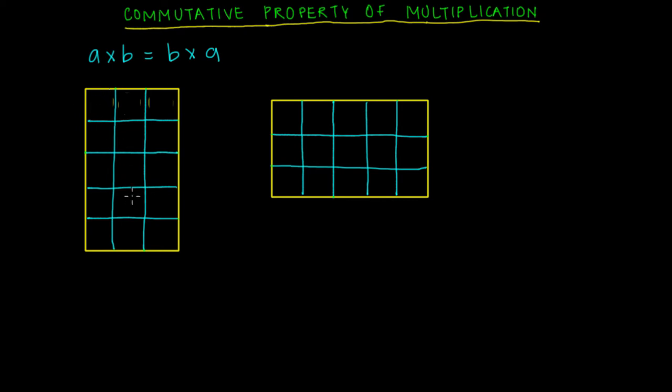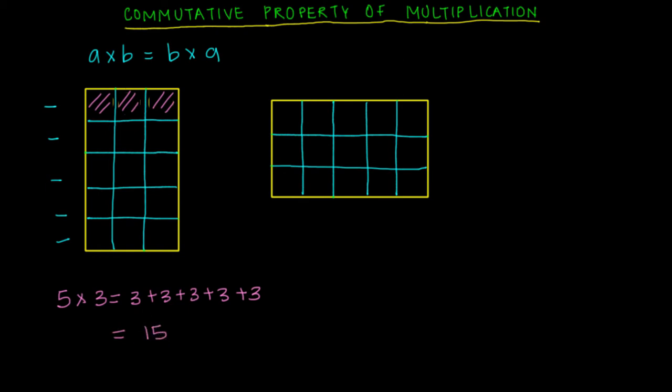So let's look at the first rectangle. It has 5 rows, and each row has 3 squares in it. So 1 square, 2 squares, and 3 squares. To find the number of squares in this rectangle, we have 5 rows and each row has 3 squares in it. So we are really taking 3, 5 times. So it's 3 plus 3 plus 3 plus 3 plus 3, and that is equal to 15.